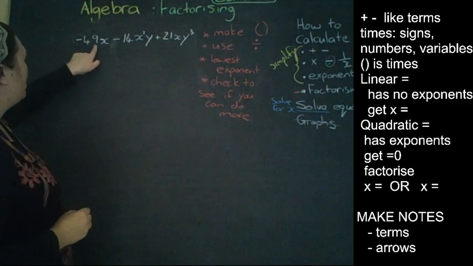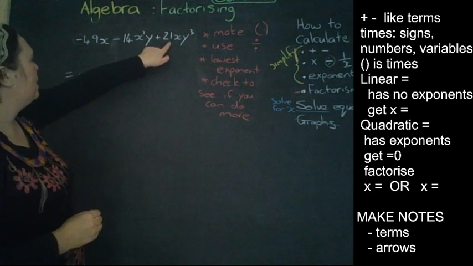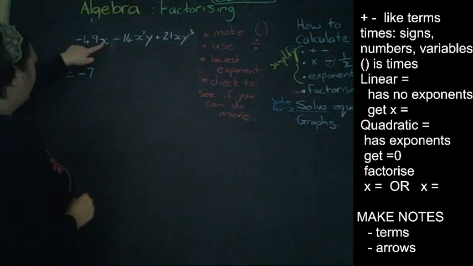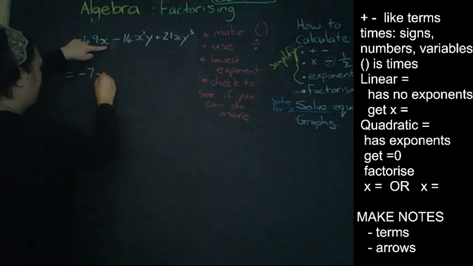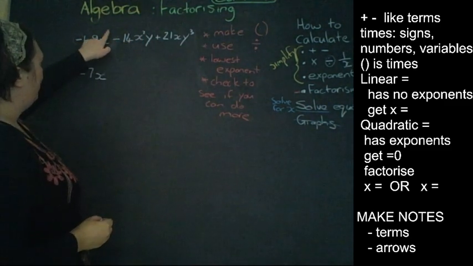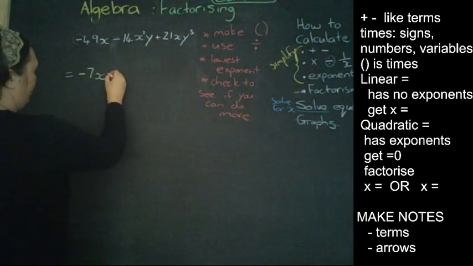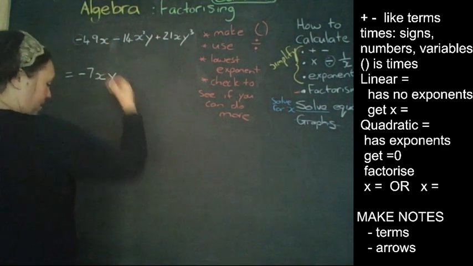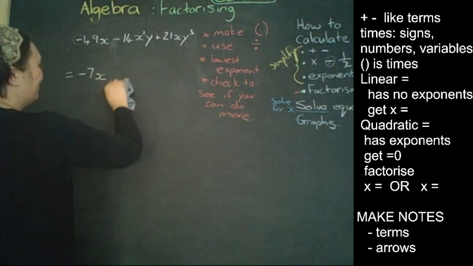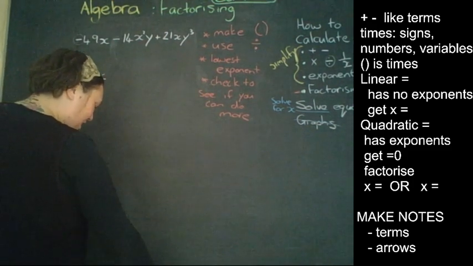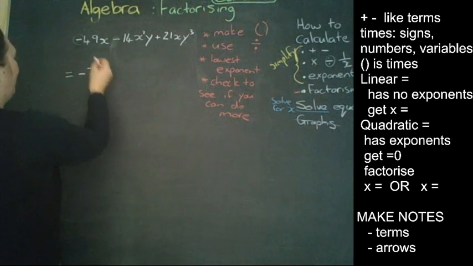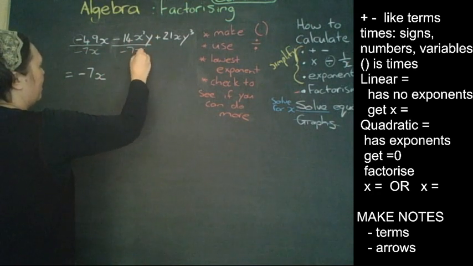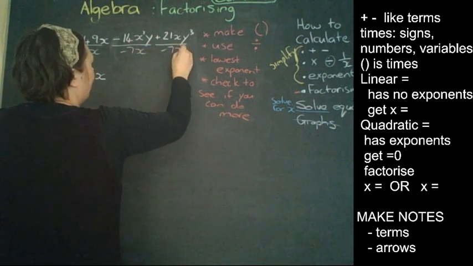Now let's look here. 49, 14, 21. So 7 is our common factor with the numbers. X, they all have an x. Lowest exponent is 1. They all have a y? This one doesn't have a y, so it's not a common factor. Double check all your terms. So now we divide by minus 7x, minus 7x, minus 7x.